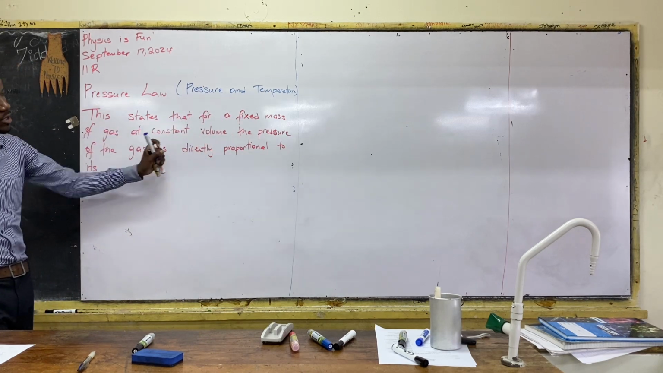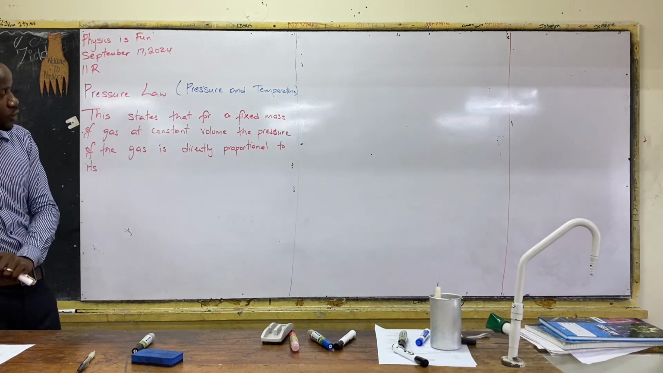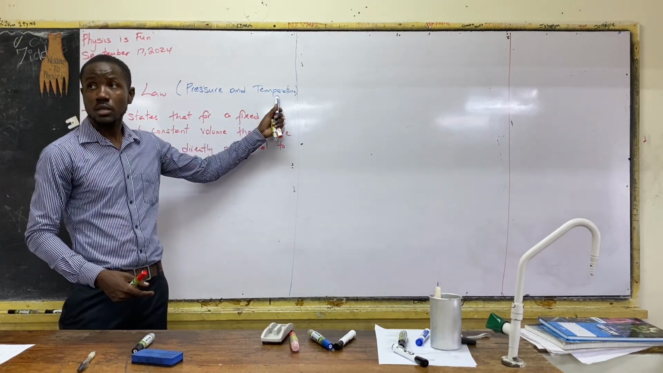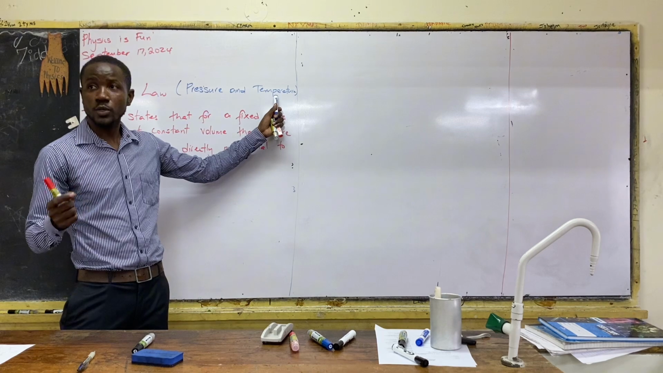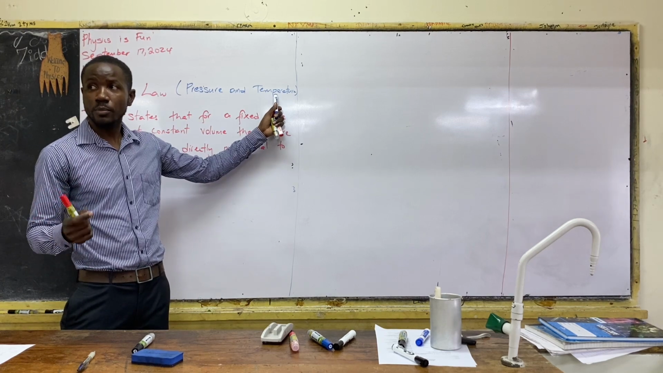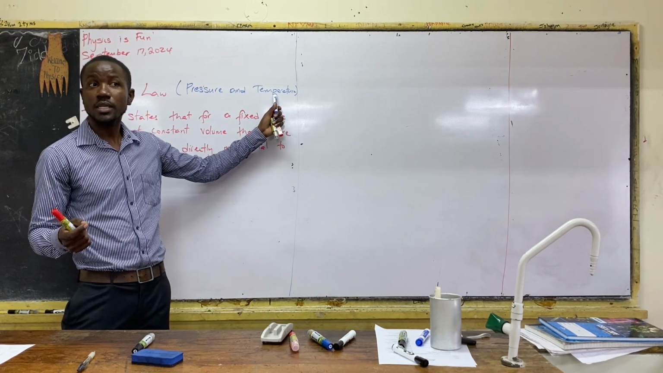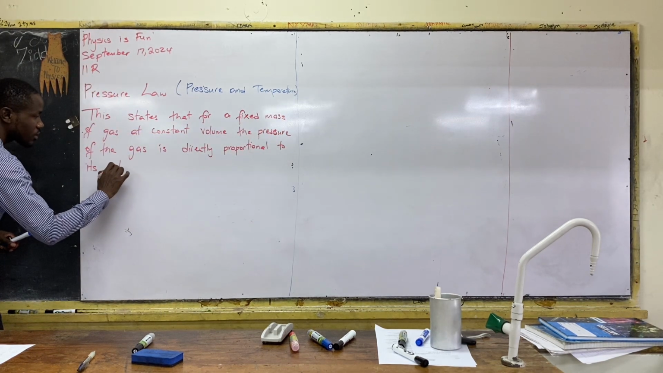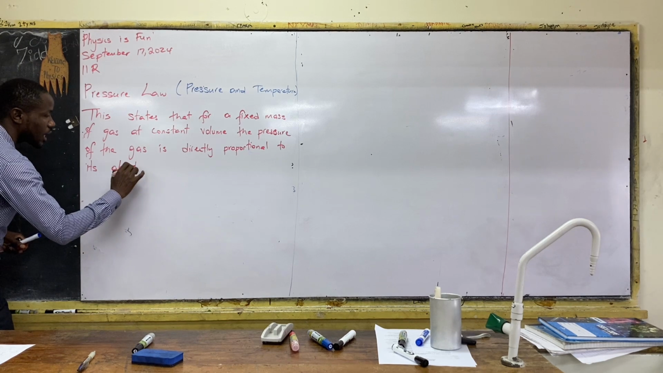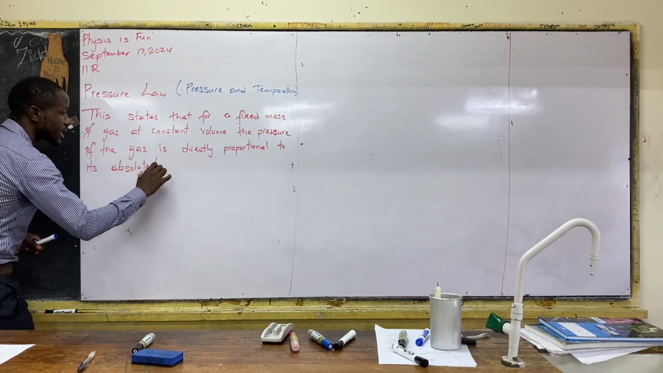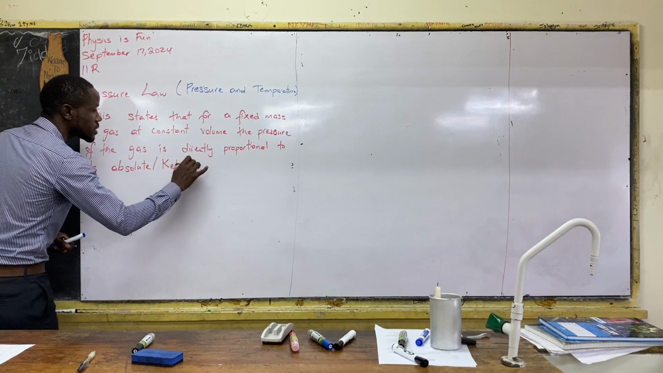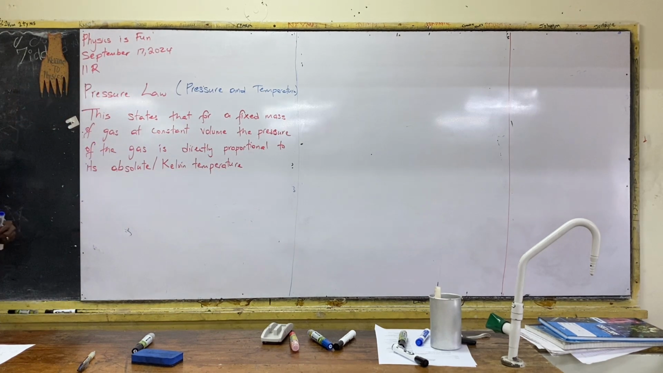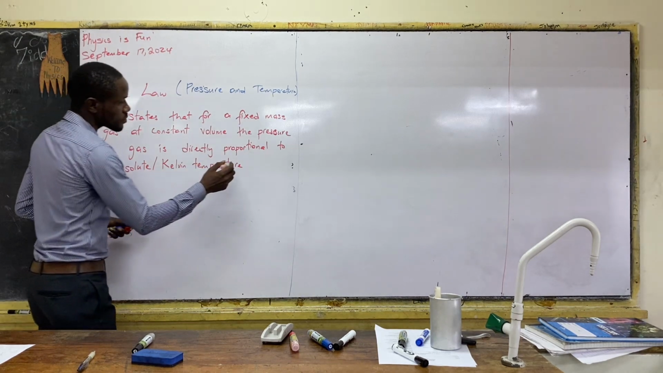So we're saying that for a fixed mass of gas at constant volume, the pressure of the gas is directly proportional to, but remember, once we're talking about gas laws, the temperature must always be Kelvin, right? So we say it's absolute. So always remember that. Absolute Kelvin temperature. And that's the pressure law.